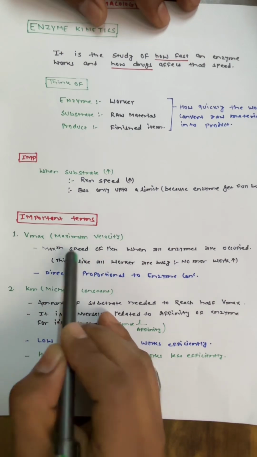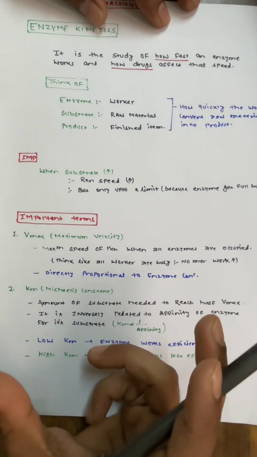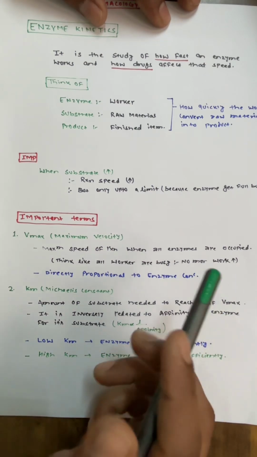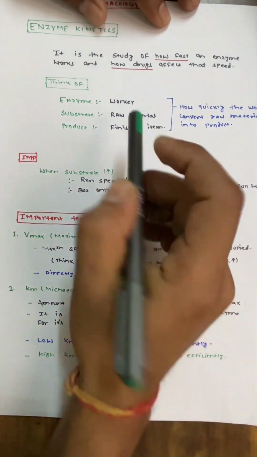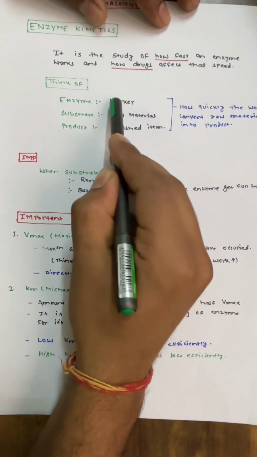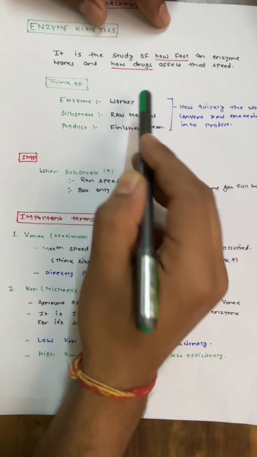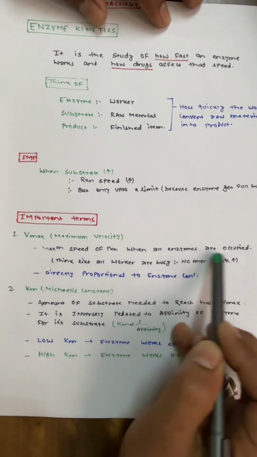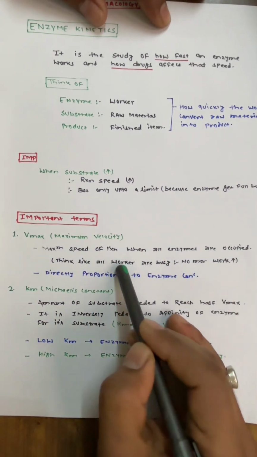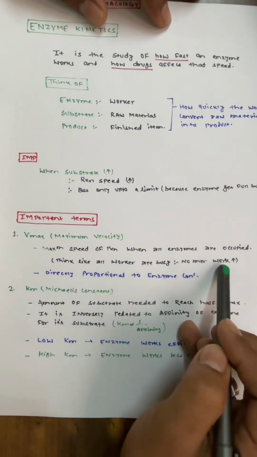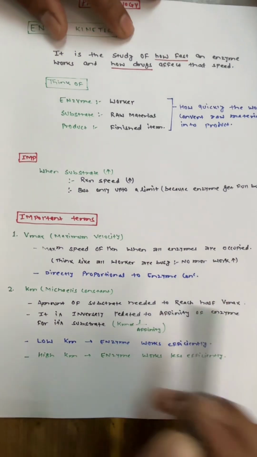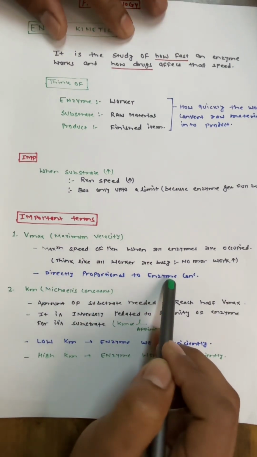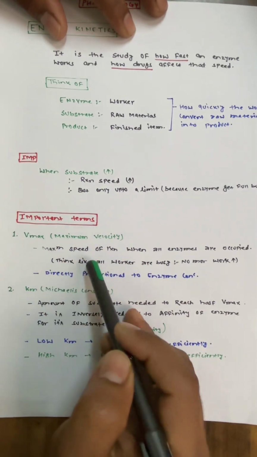We define Vmax as the maximum speed of the reaction when all the enzymes are occupied. It means what will be the rate of reaction when all the workers are working. Think of it like all workers are busy, no more workers are left to work. This Vmax is directly proportional to the enzyme concentration. This is all about Vmax.